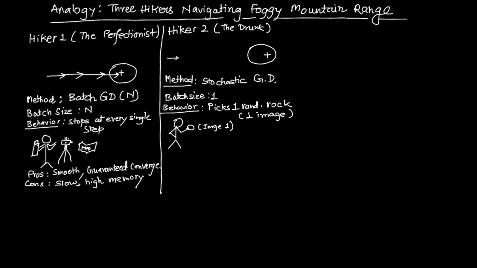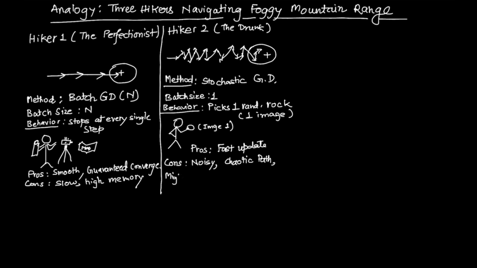The reality: individual data points are noisy. Maybe image 1 is a weird blurry picture of a cat that looks like a dog. It tells the model to move in the wrong direction. The hiker stumbles. Its pros: it's blazing fast. You update weights millions of times per epoch. The cons are it's chaotic. You might never settle at the absolute bottom. You just vibrate around it, buzzing like a bee.